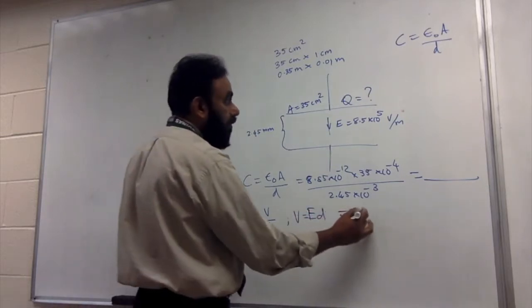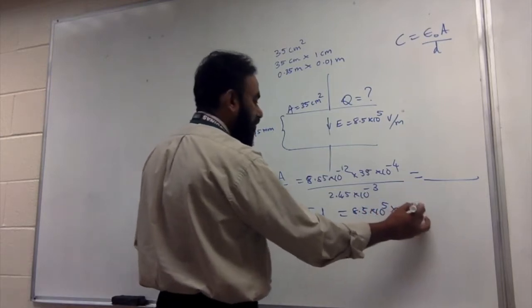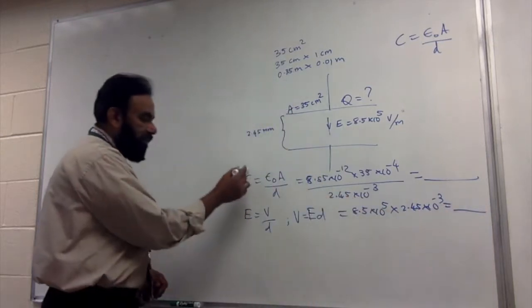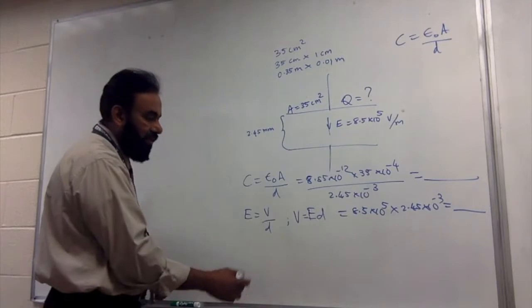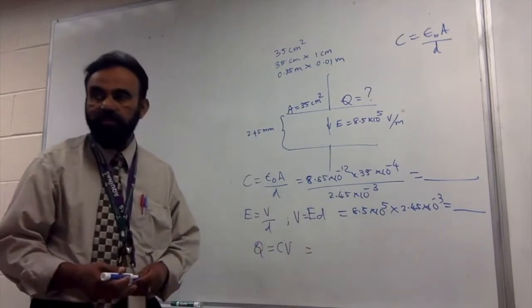And so you do that: 8.5 times 10 to the power 5 times D is 2.45 times 10 to the power negative 3. Get that answer. So once we have the C and the V, Q is equal to CV. And you get that same answer.